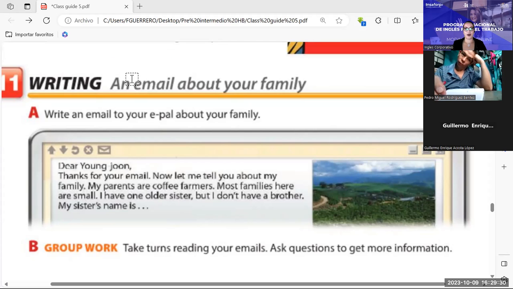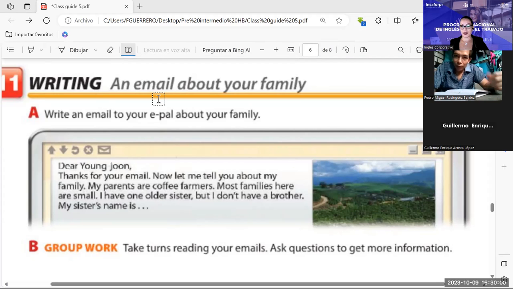Okay, let's share what you have. Who wants to start, Pedro or Guillermo? Who wants to start reading the emails? Me. Okay, thank you, Pedro. ¿Comienzo leyendo el correo de allí o el mío? El suyo, el que le va a enviar a Guillermo.